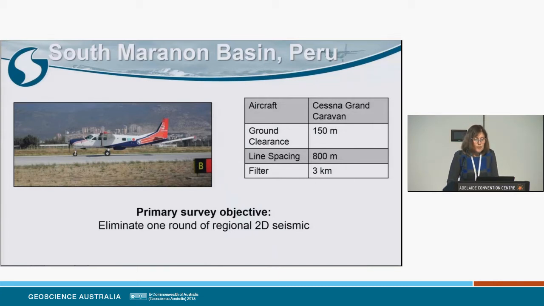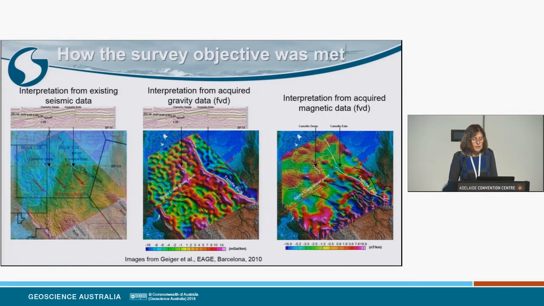In Peru, this is a more standard petroleum acquisition project with 800 meter line spacing at 150 meter altitude. And I'm sorry to continue on with these numbers about line spacing and height, but the point of this talk is that these things are really important. It's kind of boring, but this is what makes or breaks a project.